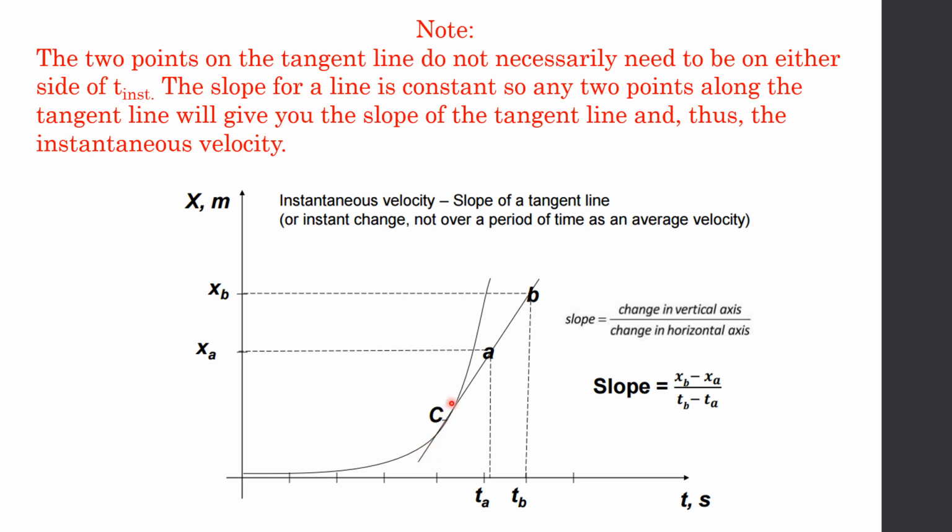I can draw a tangent line, and I can pick A and B that are on the same side of the point, right? I didn't put A down here this time, and it doesn't matter because the slope of a line is constant. So as long as these 2 points lie along that line, the slope is going to be the same.